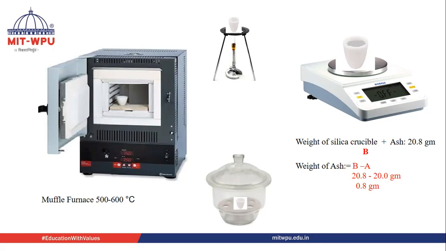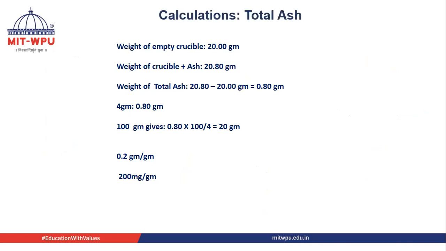So the weight of ash, from this, if I minus the weight of empty crucible, I will be getting the weight of ash. So I will minus A from B. So B is 20.8, and I will be subtracting the empty crucible, which is 20 grams. So the ash is 0.8 gram. So my calculation goes like this: weight of empty crucible was 20, weight of crucible plus ash was 20.80 gram. So weight of total ash is 20.80 minus 20 gram is equal to 0.80 gram.